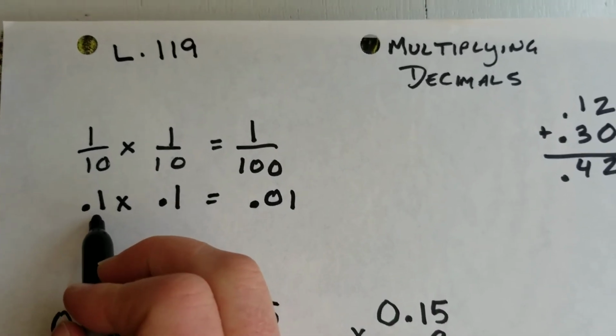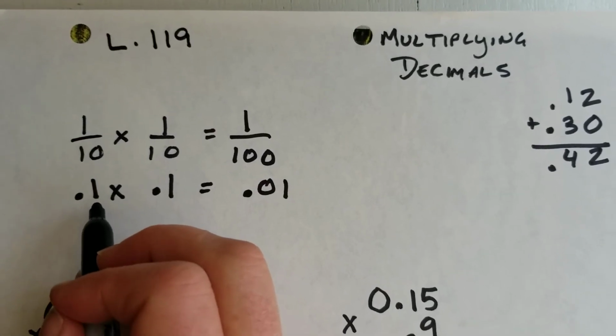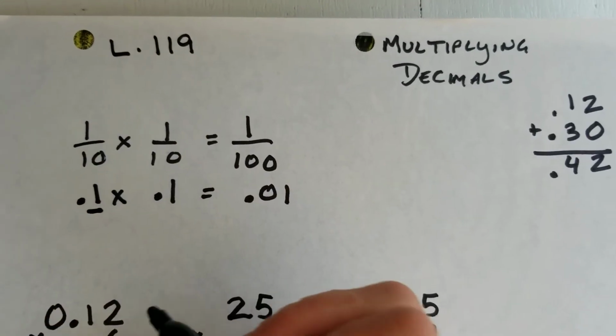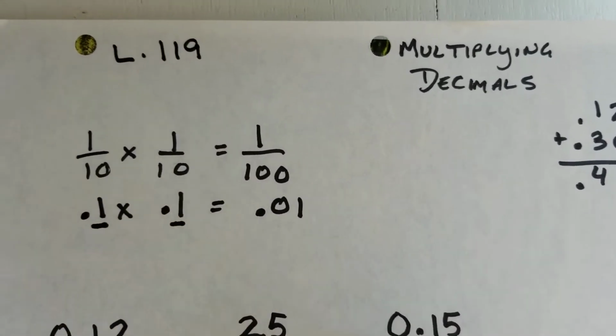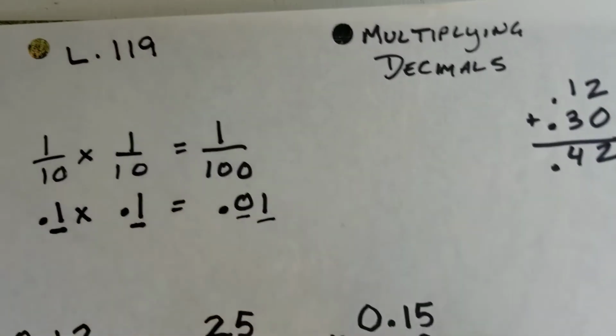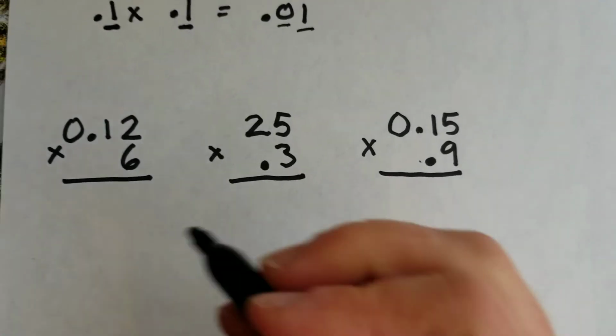So when you're multiplying decimals, you have to count the decimal places after multiplying. 1 times 1 is 1. How many decimal places? There's one number after a decimal place here, one number after a decimal place here, for a total of 2 numbers after decimal places. So we have 2, and then put a decimal point. All right, so let's look at a few examples.